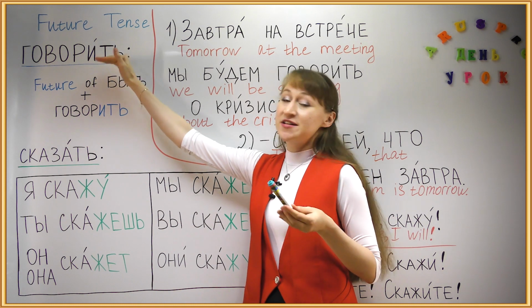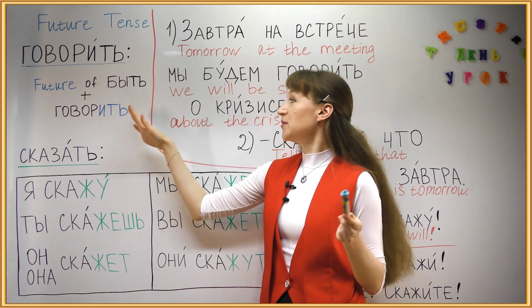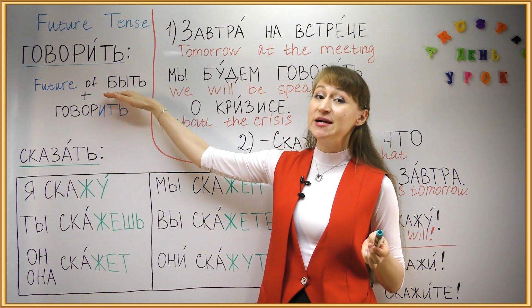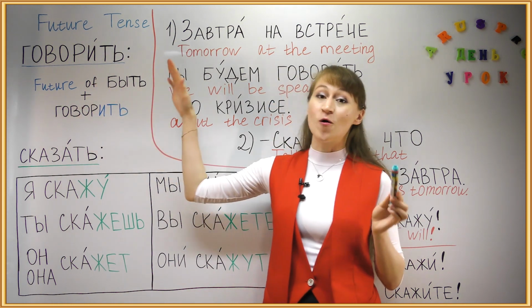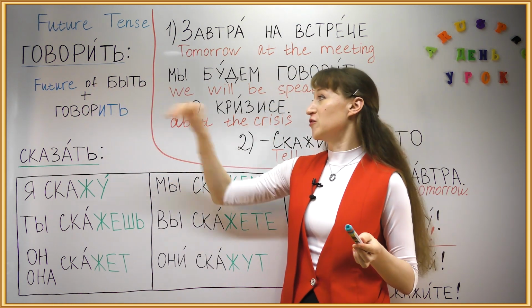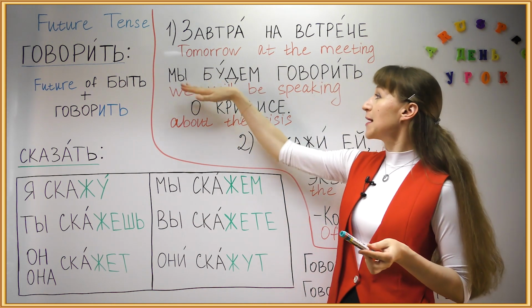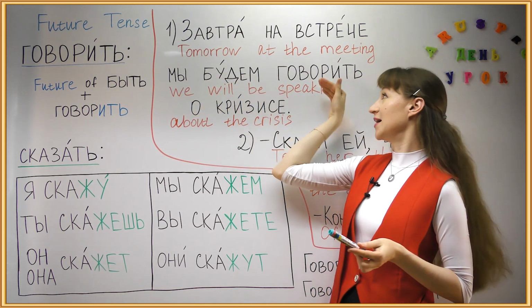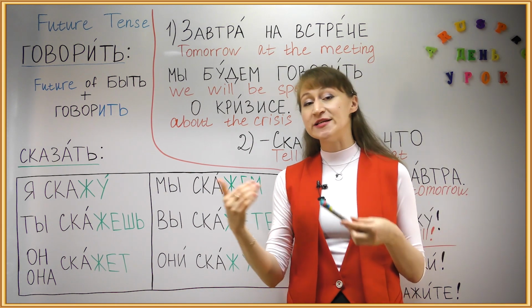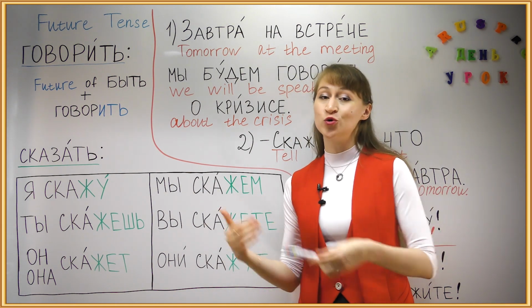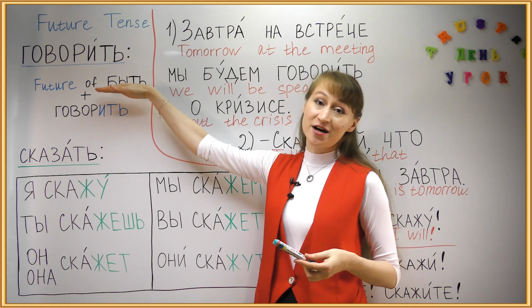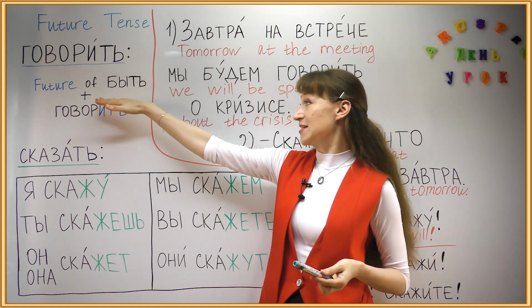So, with the verb говорить, we will be using the verb быть, the future forms of the verb быть. For example, we will be speaking, мы будем говорить. I will be speaking, я буду говорить. You can look these forms up on the internet.